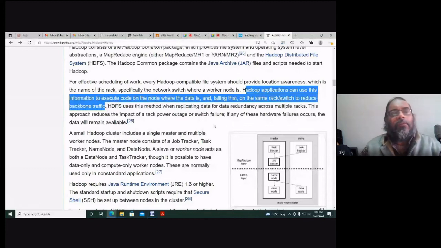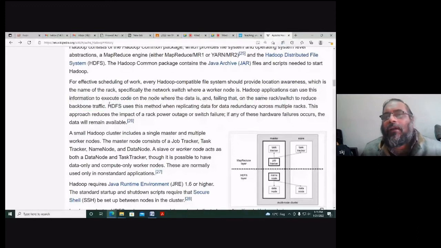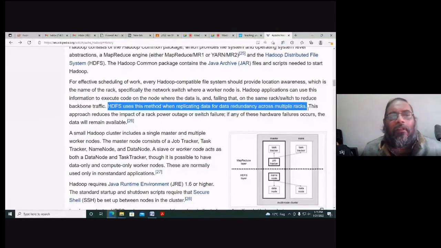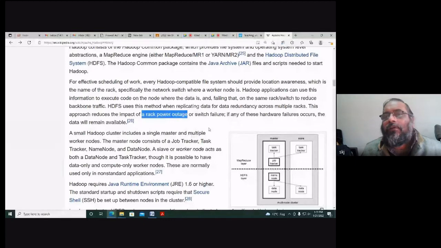Hadoop applications can use this information to execute code on the node where data is, and failing that, if that data is not available for some reason, on the same rack switch to reduce backbone traffic. HDFS uses this method when replicating data for data redundancy across multiple racks. This approach reduces the impact of a rack power outage or switch failure. If any of these hardware failures occurs, the data will remain available.